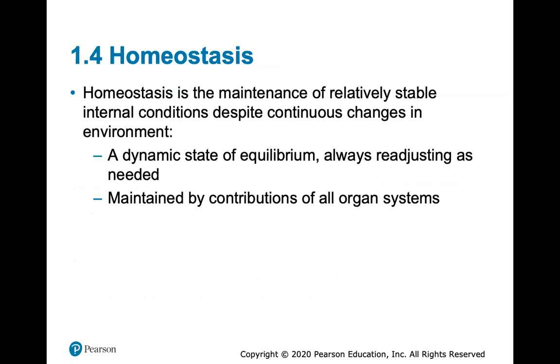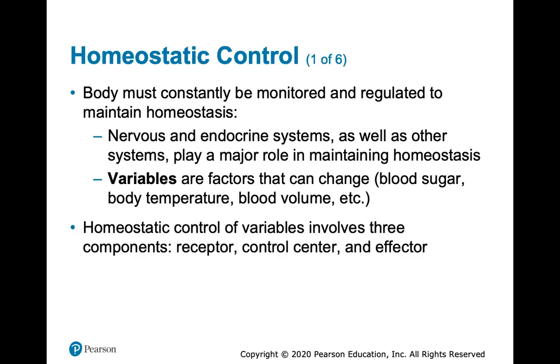So homeostasis is the maintenance of relatively stable internal conditions despite continuous changes in the environment. We're not always at a perfect temperature. Maybe in Southern California you are, the temperature is always pretty nice there. But your body is constantly trying to maintain a state of equilibrium, always readjusting as needed. This can be the temperature of the body. It can be how many hormones your body is getting from the glands. Homeostasis is maintained by contributions of all the organ systems.